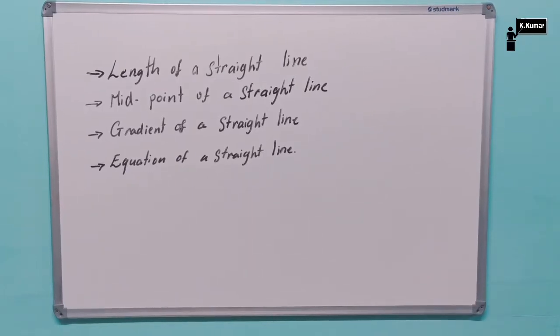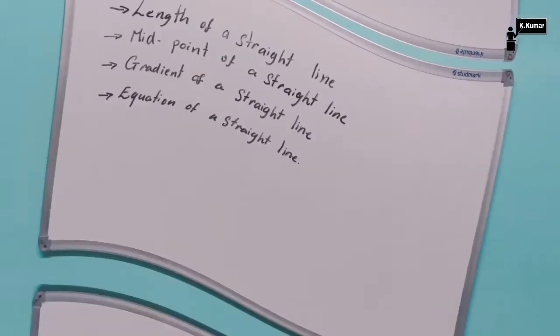In our previous video, we looked at linear functions and we went through the process of using the function to plot a straight line given the domain. In this video, we're going to look at the first one, the length of a straight line, then the midpoint of a straight line, the gradient of a straight line, and the equation of a straight line. So let's get into it.